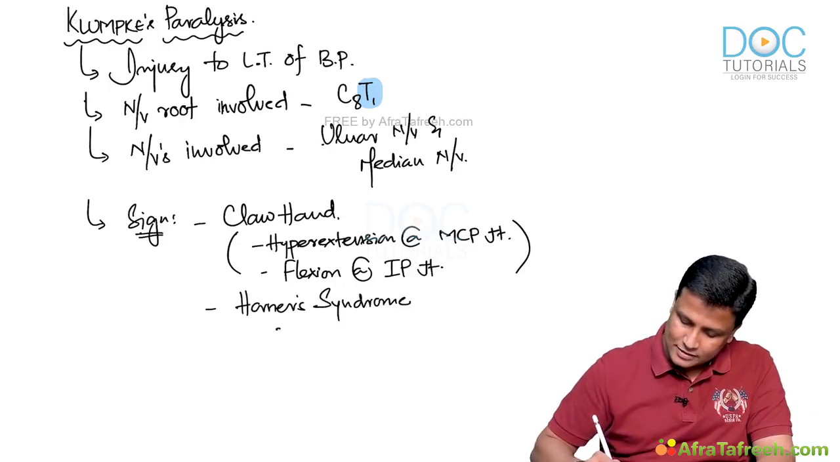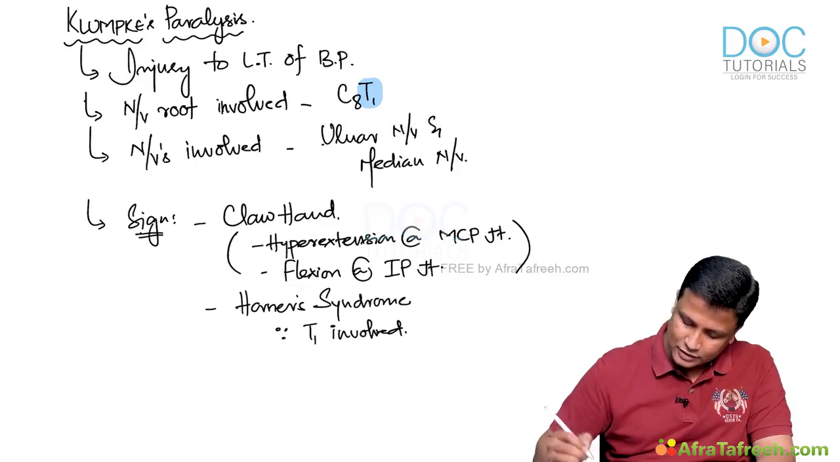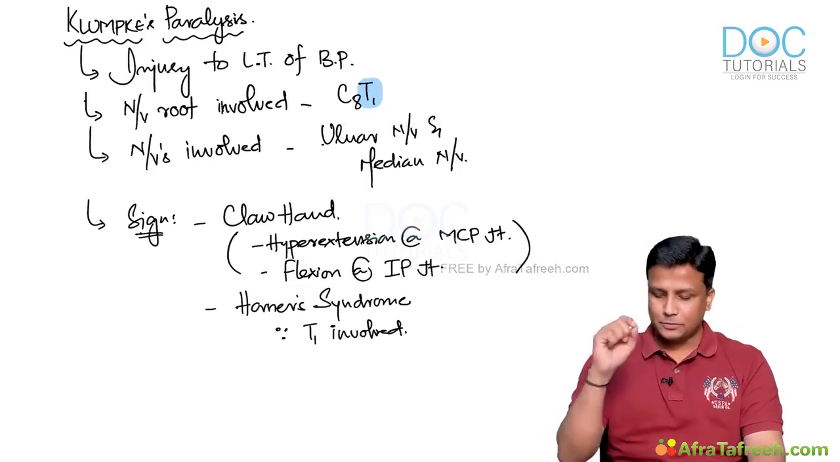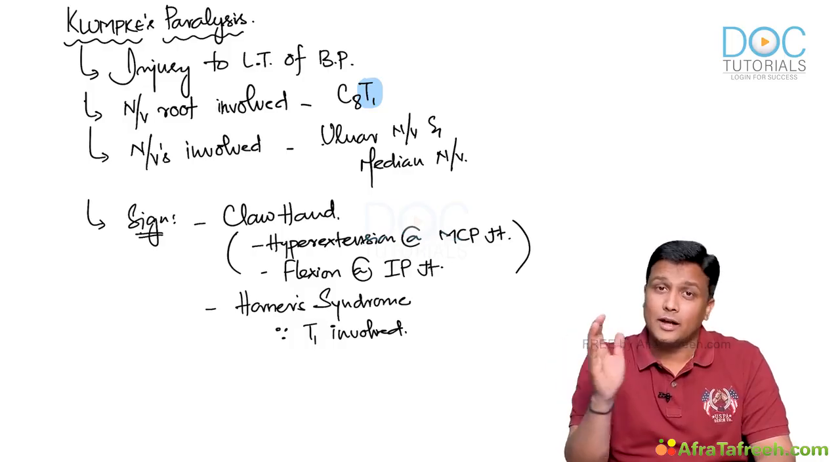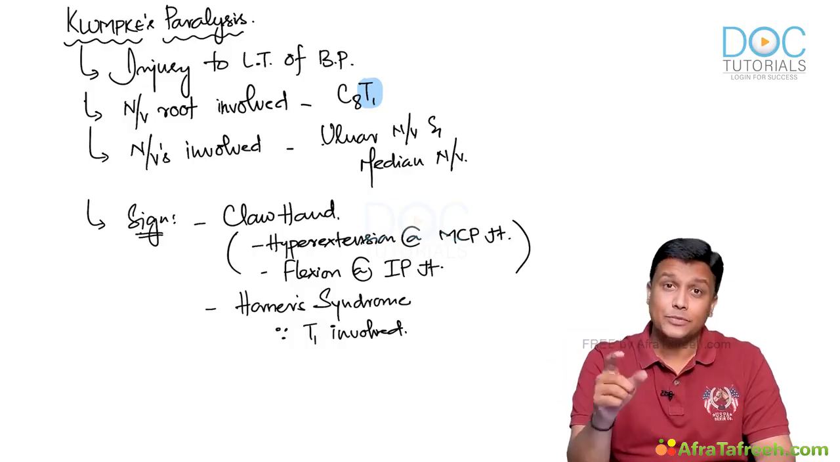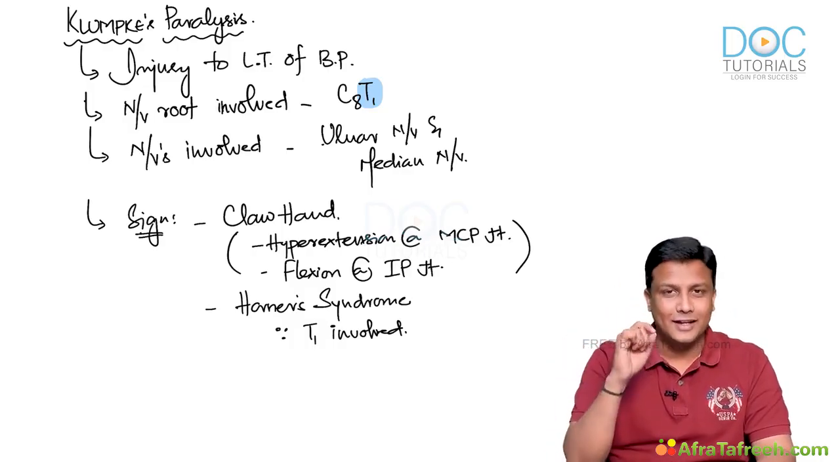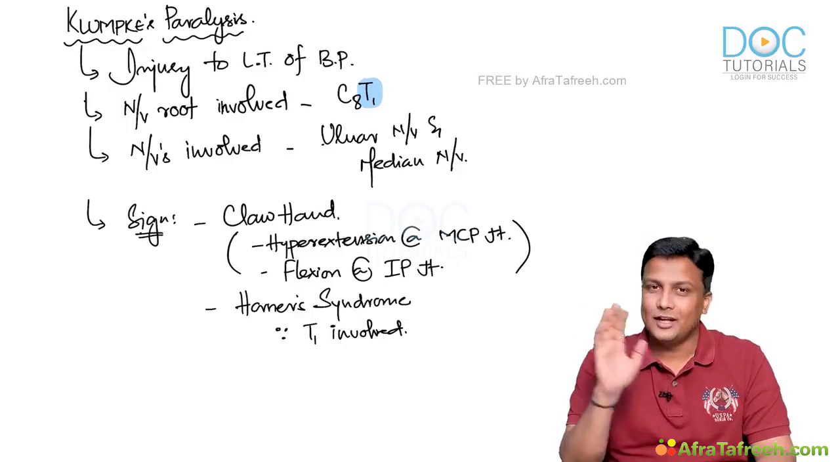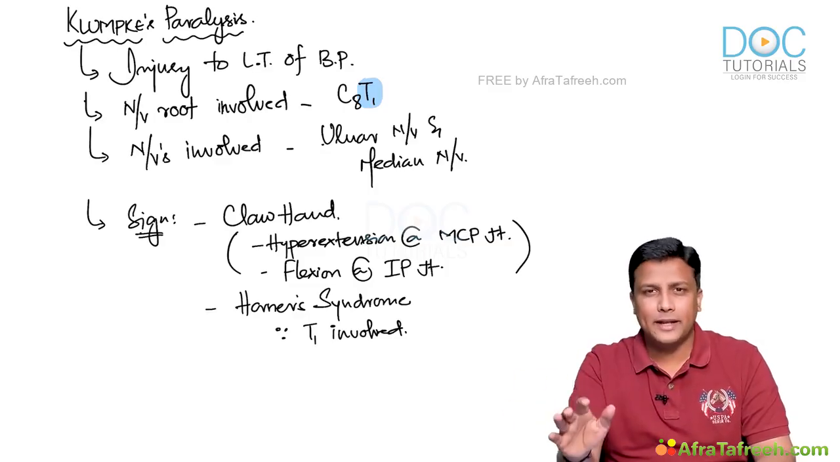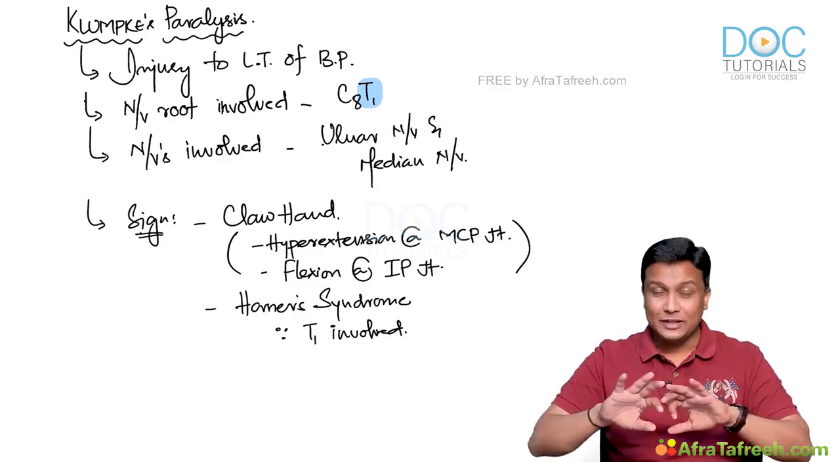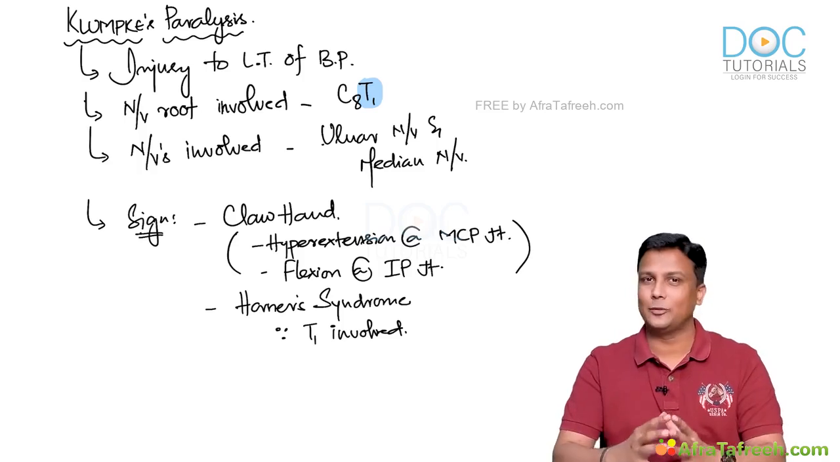Why? Because T1 is involved, which is actually the sympathetic contribution. So because of the involvement of T1, there will be Horner syndrome. If a patient comes to you tomorrow in the hospital with ulnar nerve and median nerve injury along with Horner syndrome, then it is Klumpke's paralysis. If there is no Horner syndrome, there is no involvement of T1, then it will be only plainly ulnar nerve and median nerve injury, guys. So that is how you keep clarity between these two.